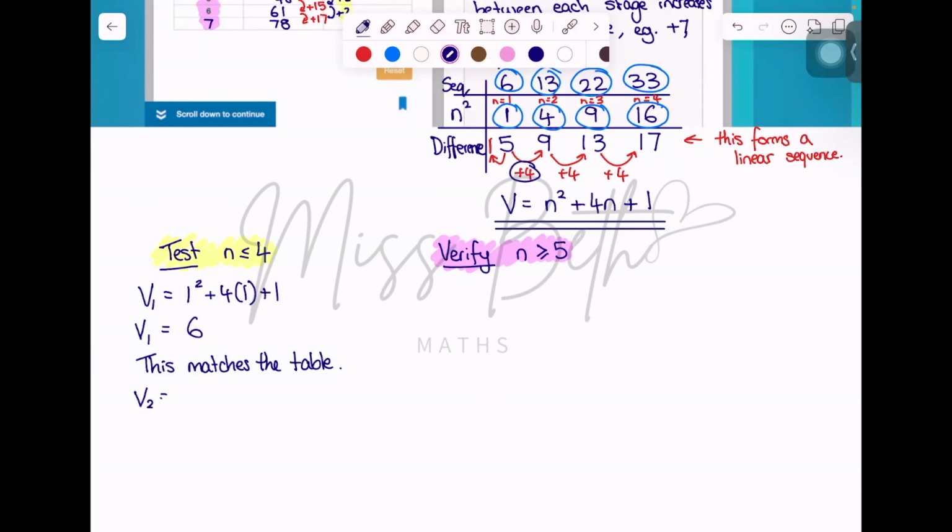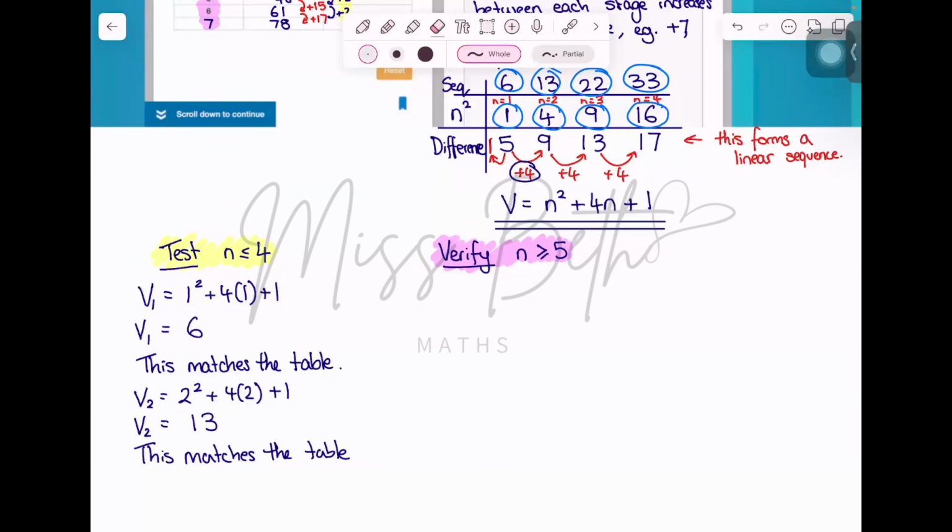So V2. So 2 squared plus 4 lots of 2 plus 1. So V2 is equal to 4 plus 8 plus 1, so 13. Again, this matches the table. And at this point, you want to say that your rule is tested. So my rule is tested. Okay, and that will get you all of your testing marks.